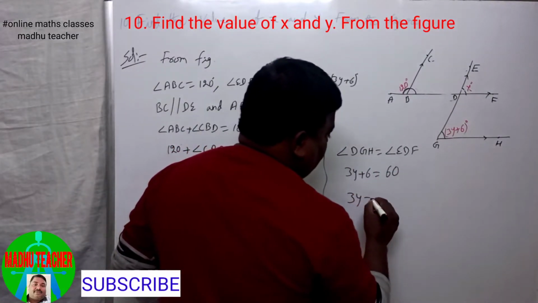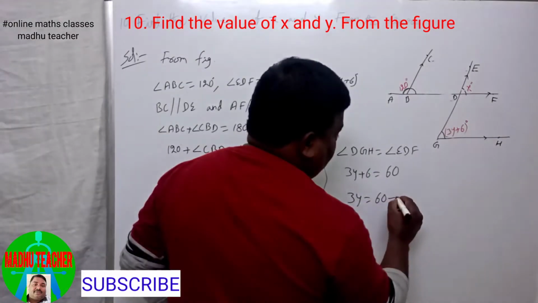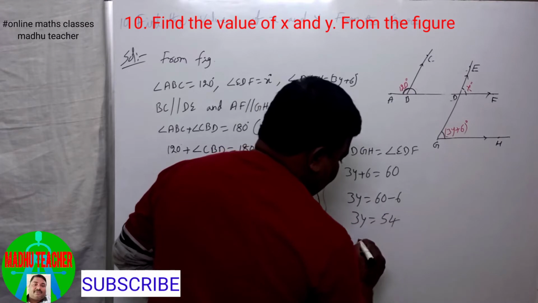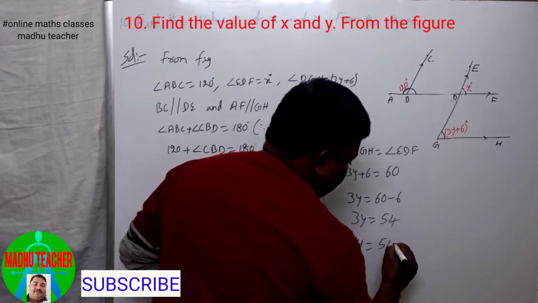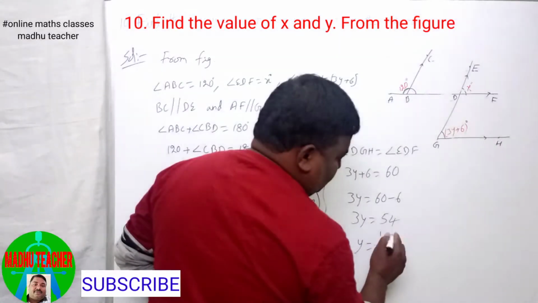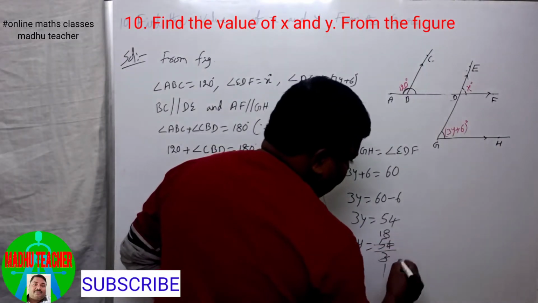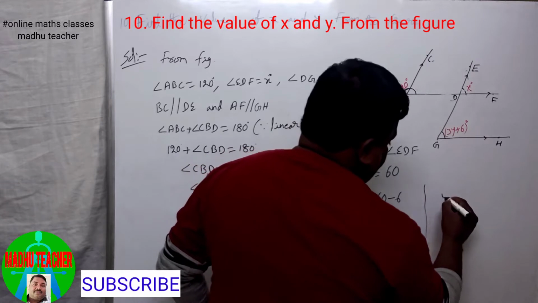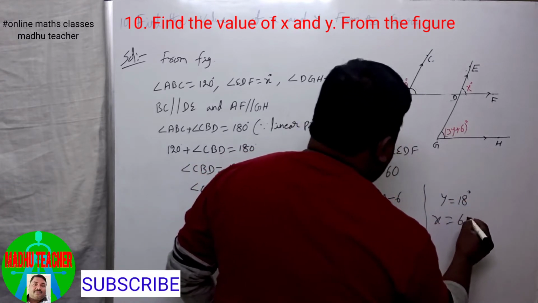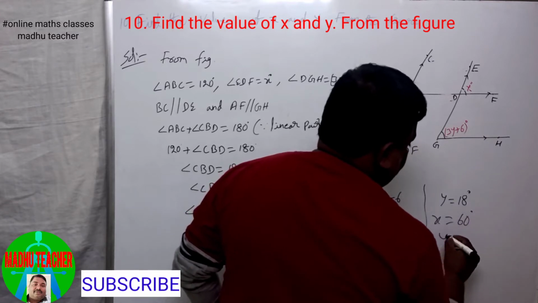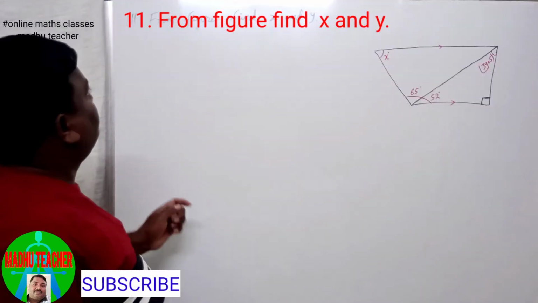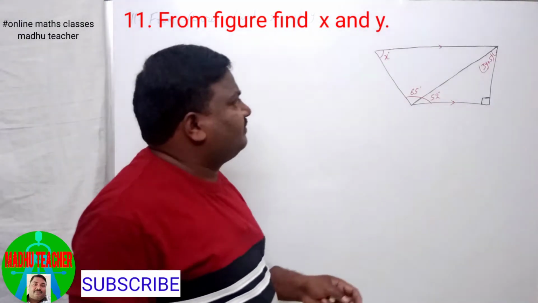So that is 3y equal to 60 minus 6. 3y equal to 54. y equal to 54 by 3. 3 ones are 3, 2 remainder, 3 8s are 24. That is y equal to 18. x equal to 60 degrees. y equal to 18. Okay, this is 10th one. 11th one is from figure find x and y.